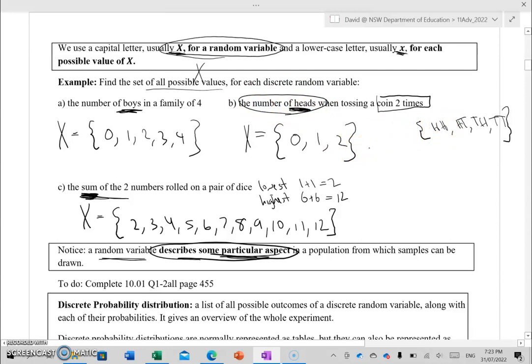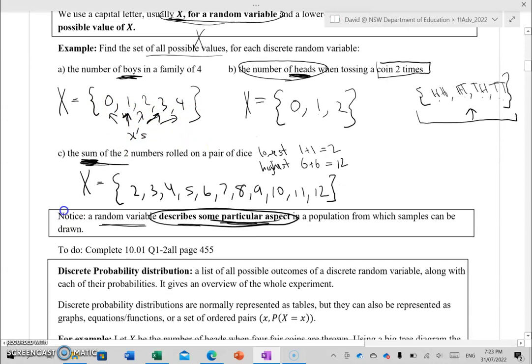Another thing to note is that in the previous chapter, usually when we listed things, everything had an equal probability. So each of these has a quarter of a probability of happening. But when we do discrete random variables, we often have to assign a different probability to each particular value that it can take. Remember, capital X is everything. The little x's would be each individual, one at a time: 0, 1, 2, 3, or 4.